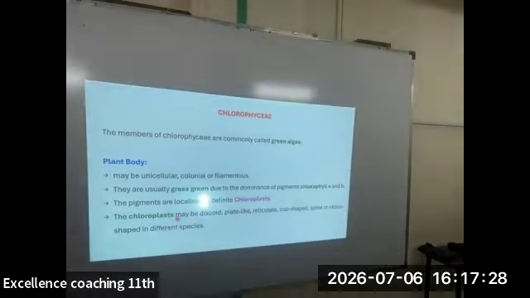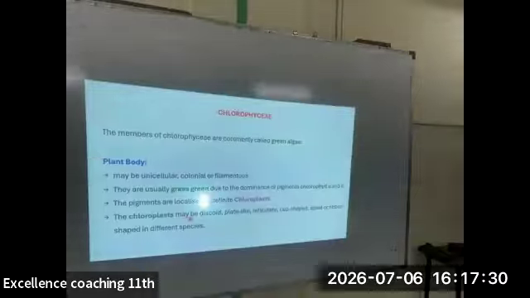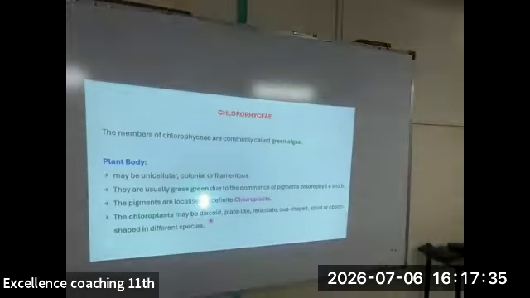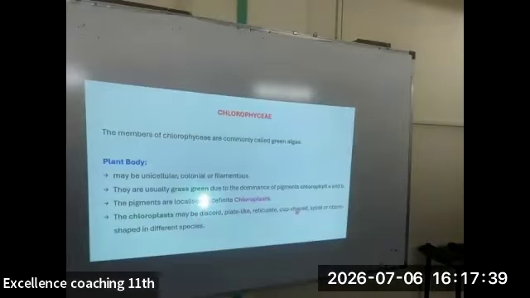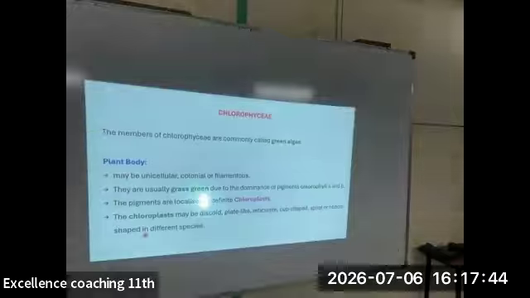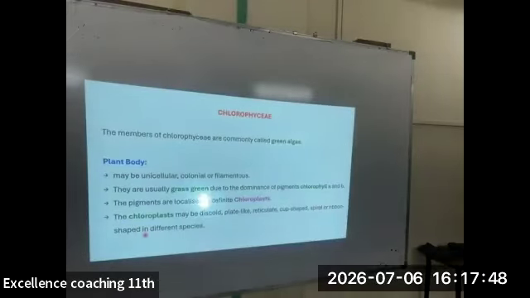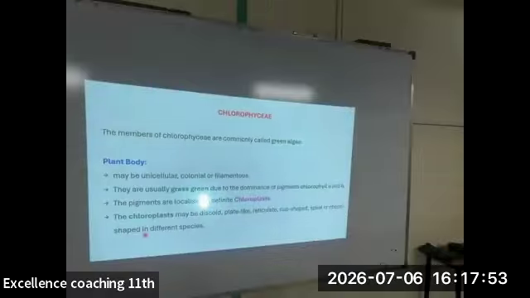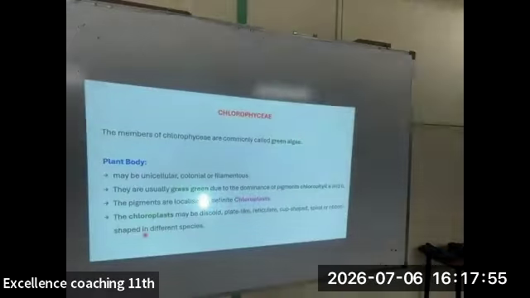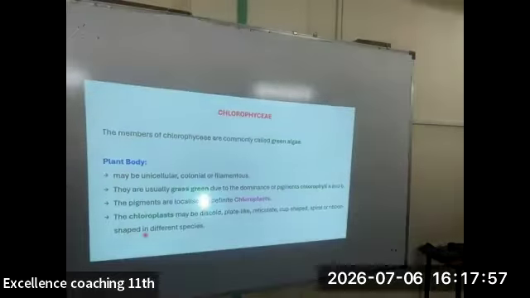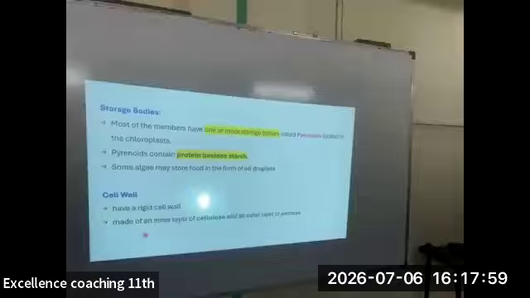Then the chloroplast structure: it is discoid, meaning disc-like. Disc-like structure, plate-like, reticulate, cup shape, spiral or ribbon shape; it differs in different species. So depending on which algae or which Chlorophyceae it is, how the chloroplast looks will change from species to species. Okay, is this clear? Yes.